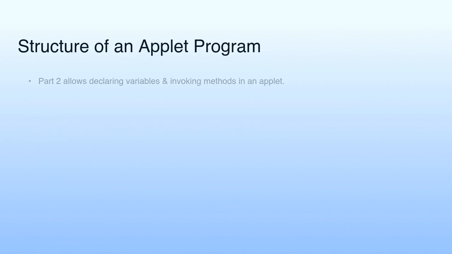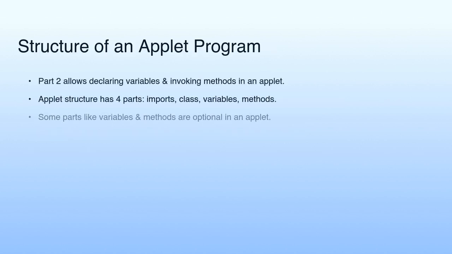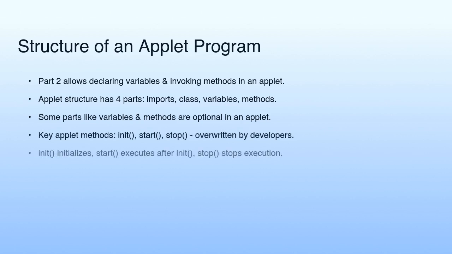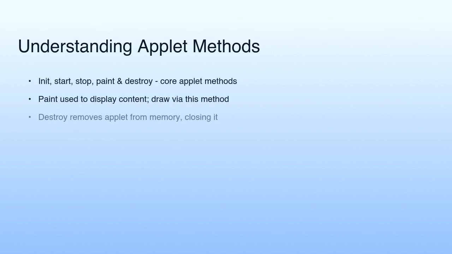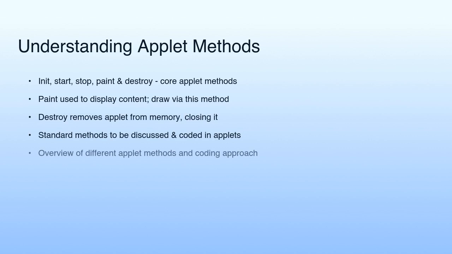An applet program's structure consists of four main parts: imports, class, variables, and methods, with the init, start, stop, paint, and destroy methods being particularly crucial for developers to overwrite. These core applet methods serve specific purposes, such as initialization, execution, stopping, displaying content, and removing the applet from memory.